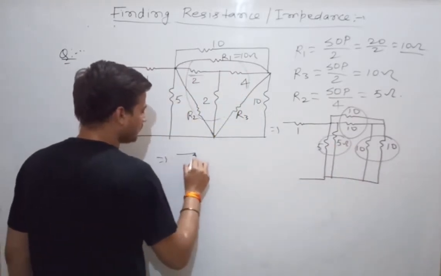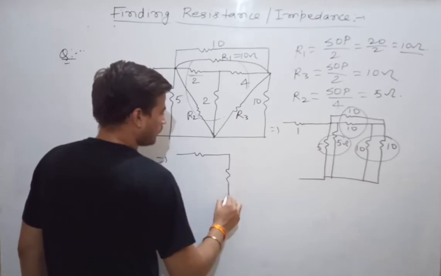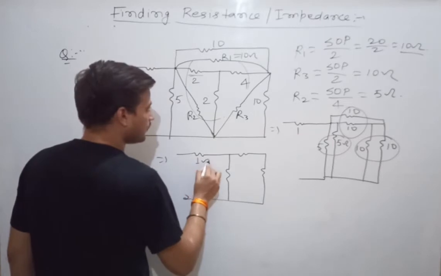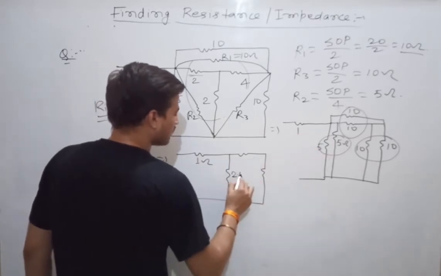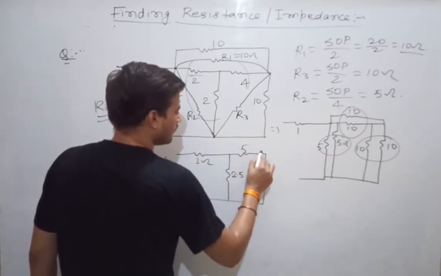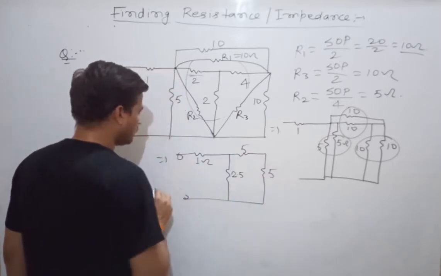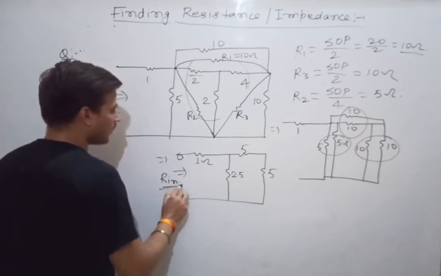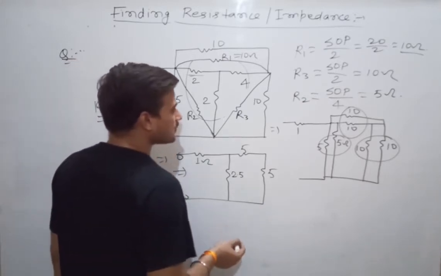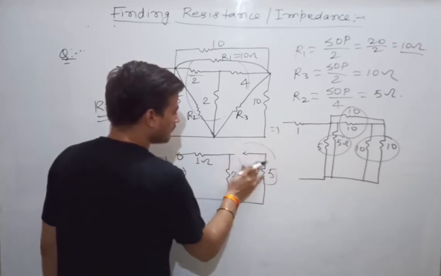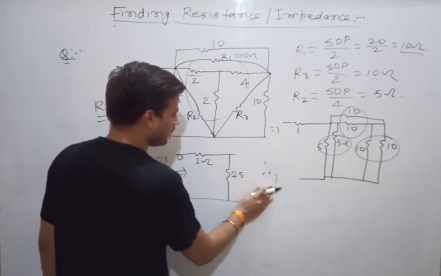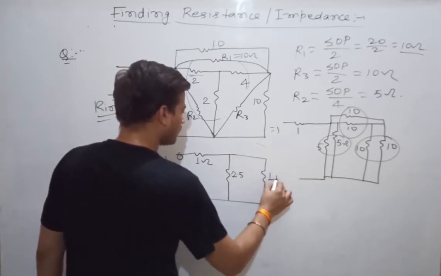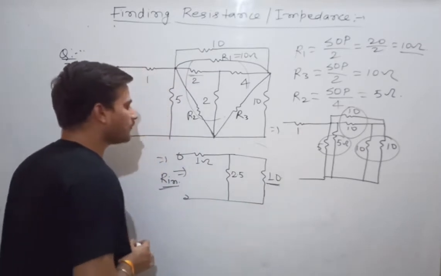It means it will be equal to, there will be total 3 resistances. 1 ohm. It will become 2.5. It will become 5. This will be the R in. This will be the value of R in. Clear? Now this 5 and 5 will become 10.